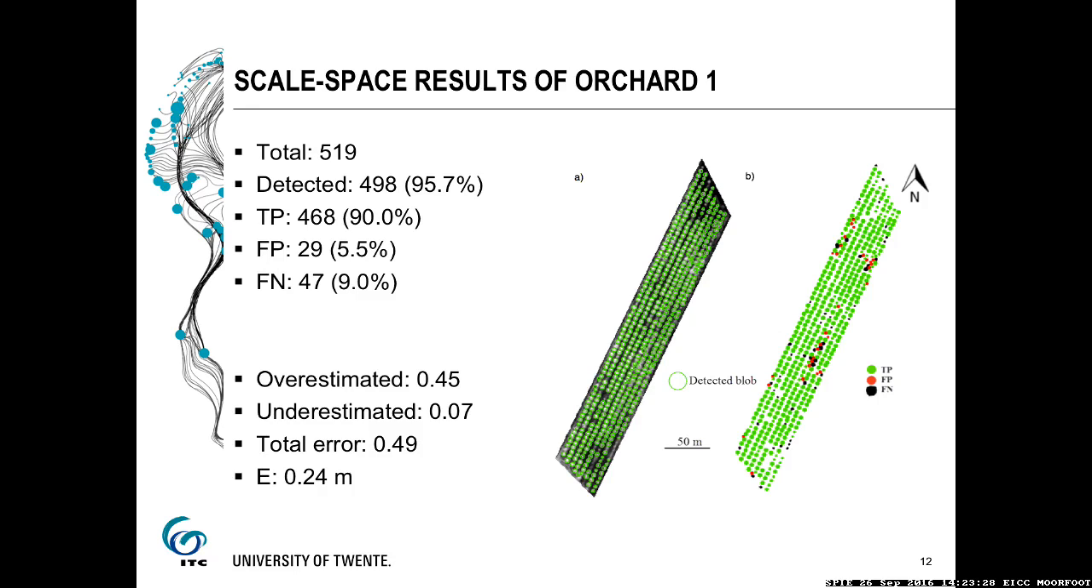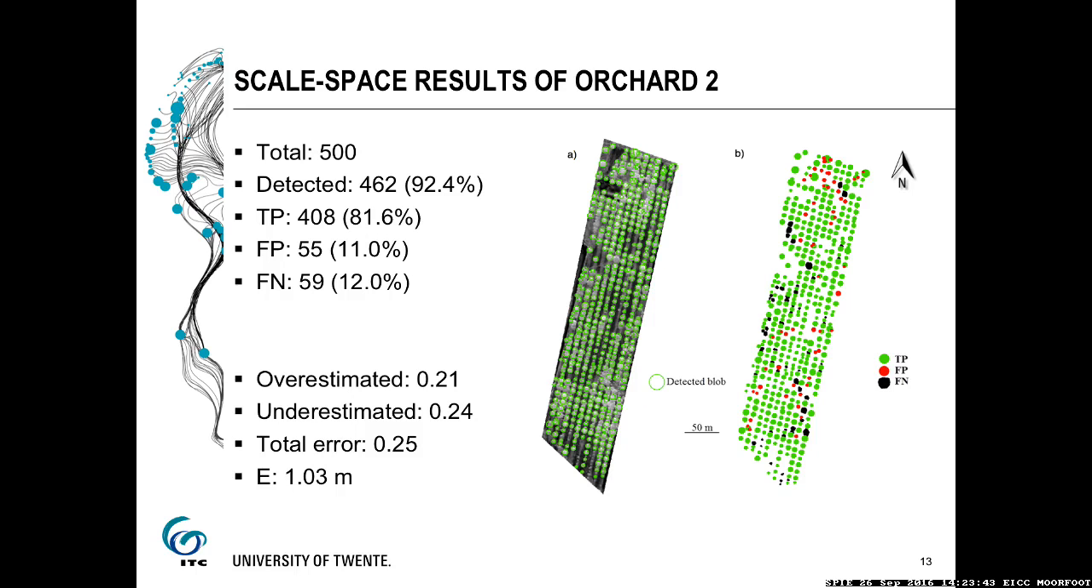And on the right-hand side you can see the error map, where the green ones are truly acceptable, and the false positives and false negatives. And the left side is the blobs from the scale space theory. And this is the result of the second OR card.